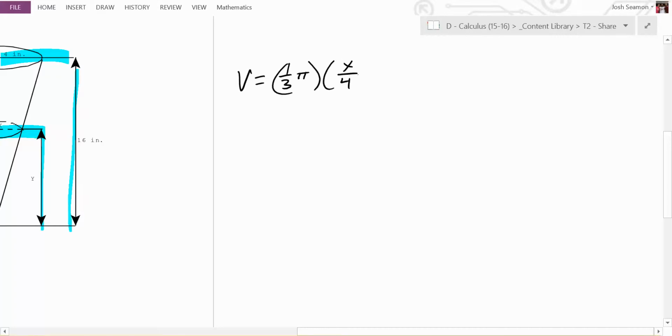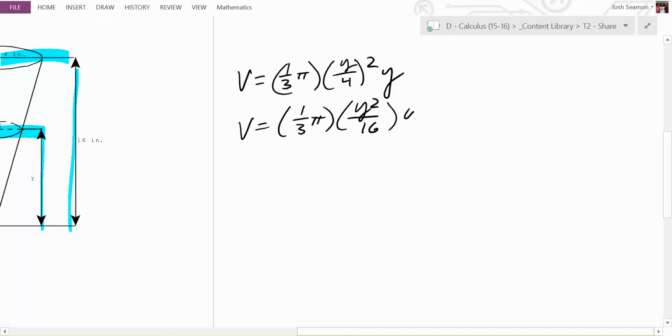Y over 4 squared times y. Simplify before you take the derivative. If you do that, you end up with volume is equal to 1/3 pi times y squared over 16 times y. So what does volume equal? 1/3 pi times 1 over 16 times y to the what power?